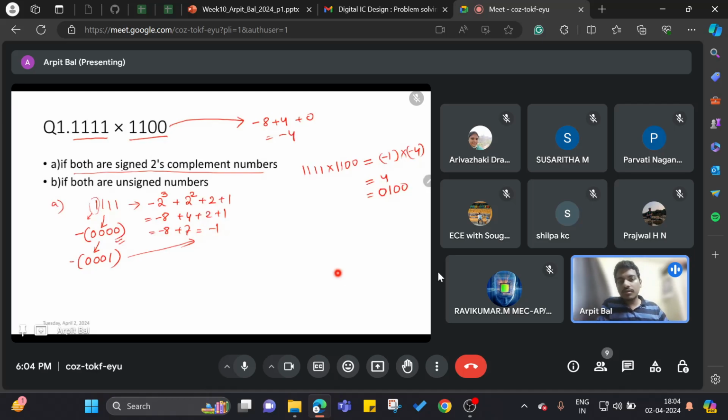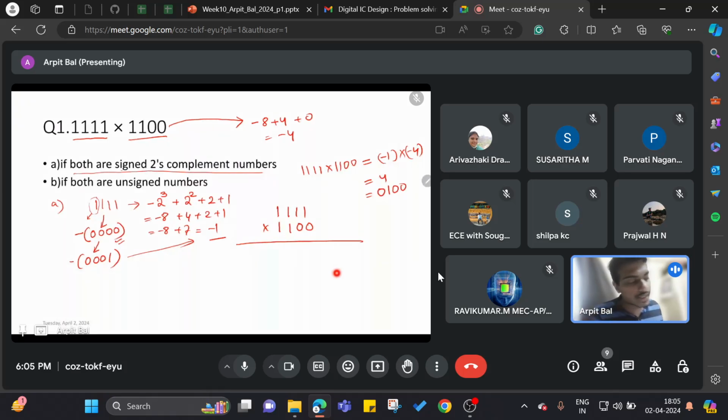Okay, so this we did by converting things to decimal. How about we do the step-by-step multiplication, like how we do the binary multiplication? Just remember that both are signed 2's complement numbers. Let us verify whether we arrive at this answer or not.